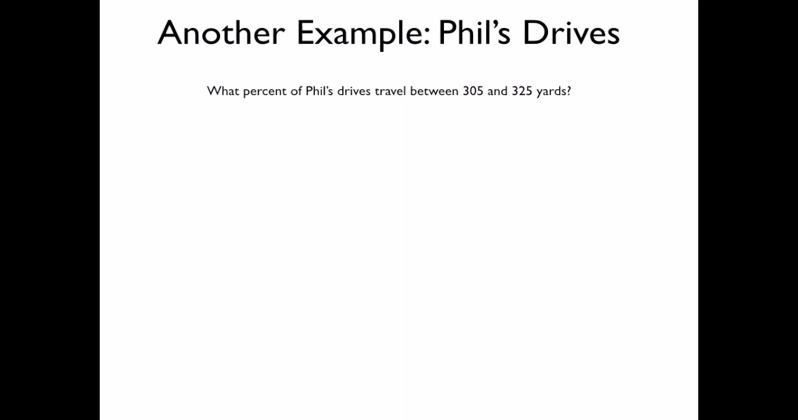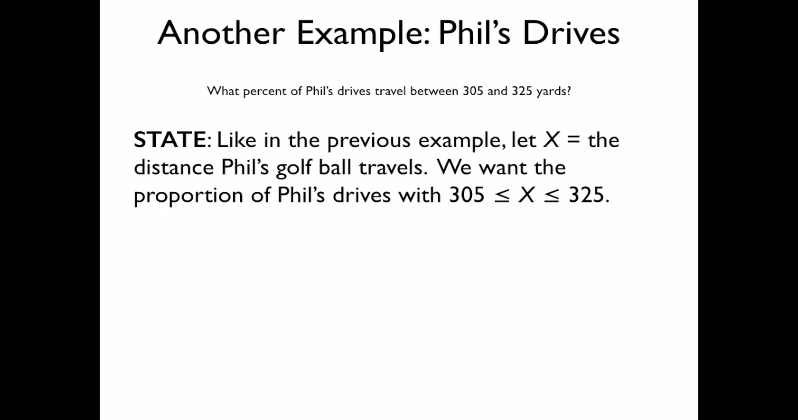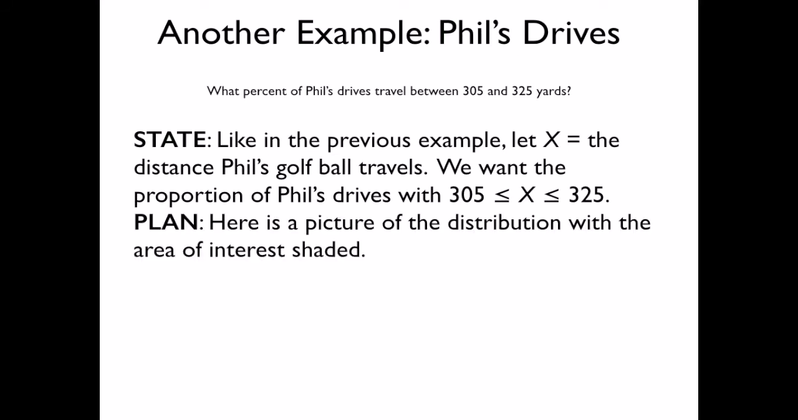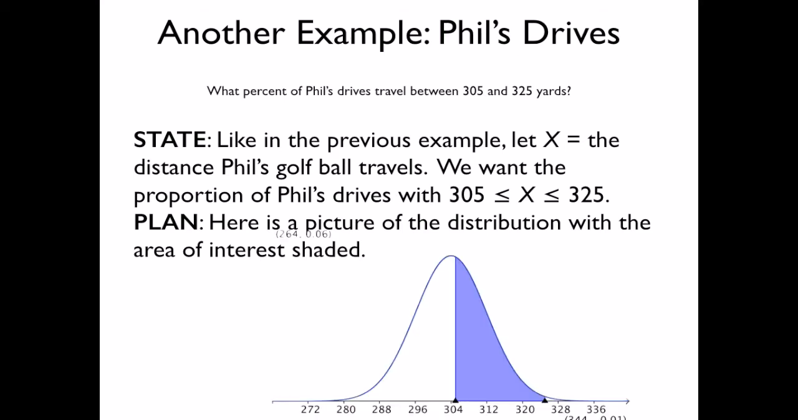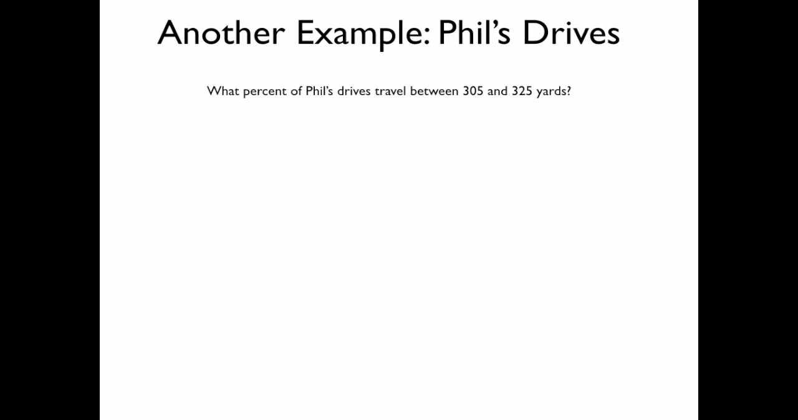Let's take a look at another example. What percent of drives are between 305 and 325 yards? Once again, we'll start the problem with the statement of the problem in terms of a variable x. Then we want to shade the distribution to show what the area of interest is. In this case, we're looking between 305 and 325. And then we'll use the normal CDF function.